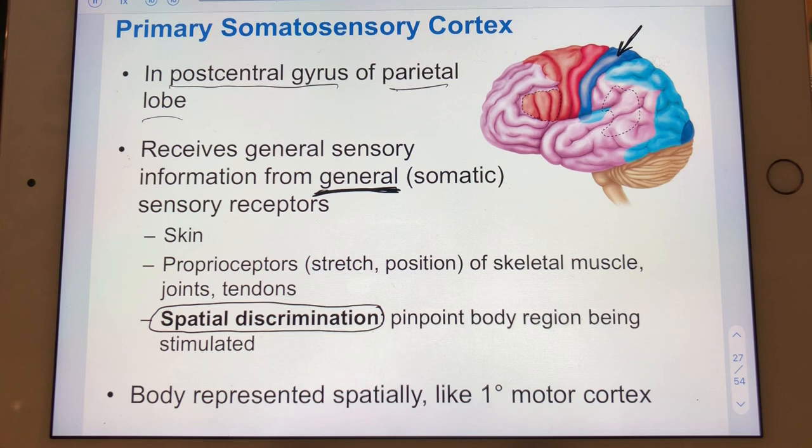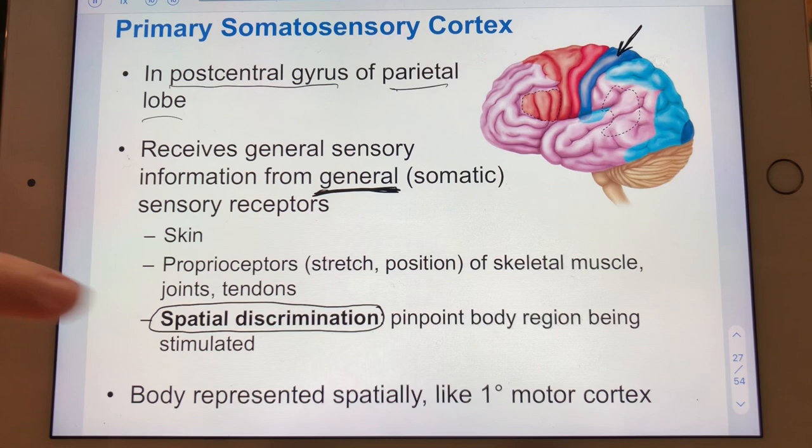Remember how the primary motor cortex had that kind of weird, distorted map of your body? Look, your primary somatosensory cortex is also really distorted. So, for instance, and this is a strange way to put it, but hopefully it'll make sense. Look how big your primary somatosensory cortex thinks your foot is.